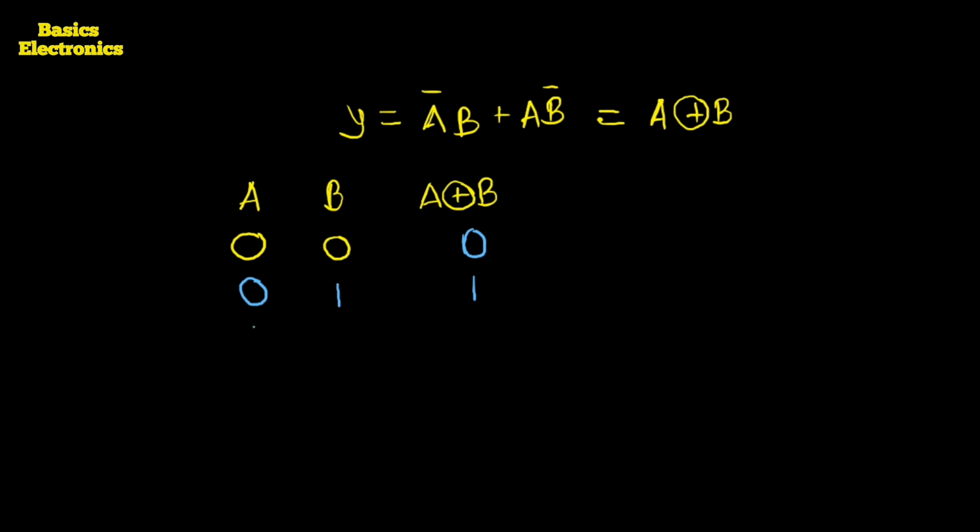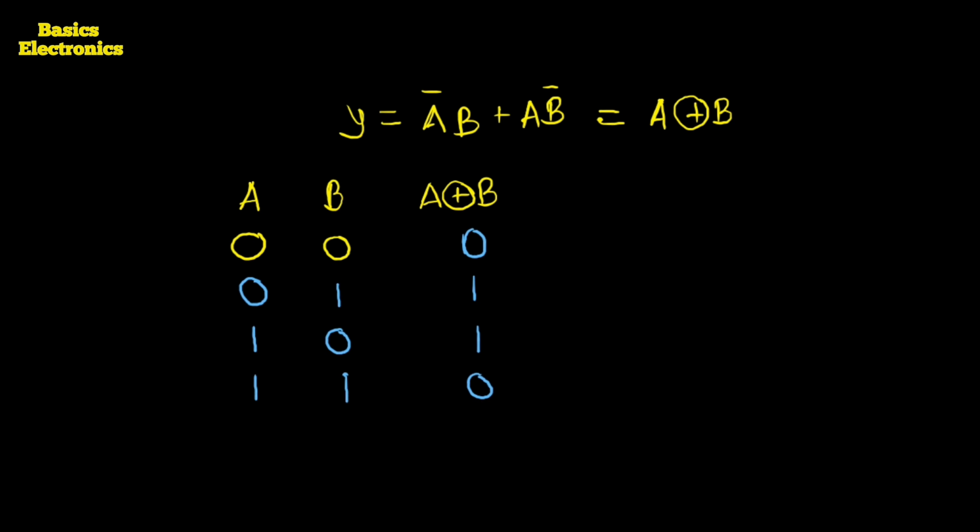Third combination we had seen, that is A equals 1 and B equals 0. Again we get the output Y equals 1. Last combination we had seen, A equals 1 and B equals 1. At this time we get the output Y equals 0.